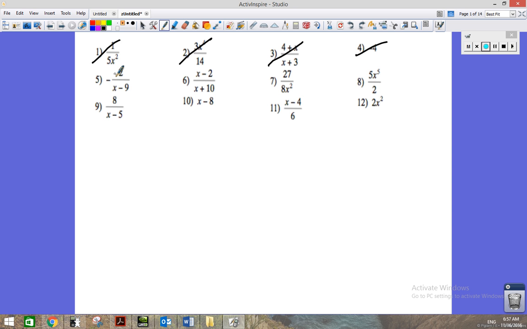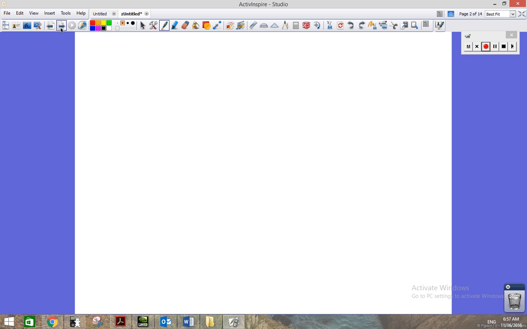Yeah. So I put my negative up in the numerator. They put it out in front of the fraction, which is the same thing. So I guess we can talk about that.